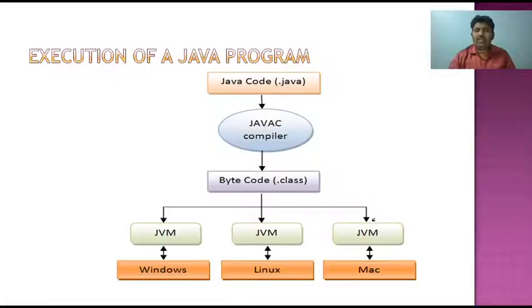To eliminate these drawbacks, Java designers came up with a new methodology called the bytecode. What is that bytecode? First of all, see here, we write our Java program. It's very important, so try to understand. We give our Java program to a compiler called the Java compiler. It is going to generate an intermediate code called the bytecode.